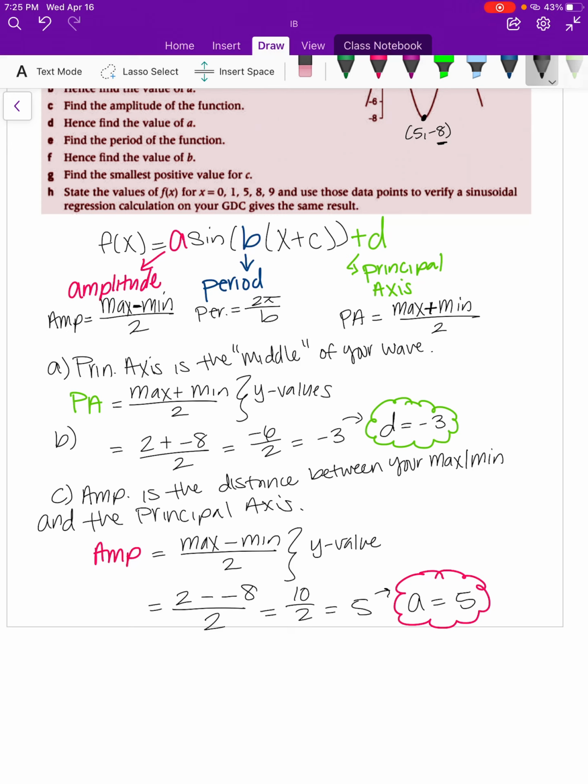And once again, we hit 2 and 1, so we did part C: find the amplitude of the function, and hence find the value of a. So now we're on part E. They want us to find the period of our function.